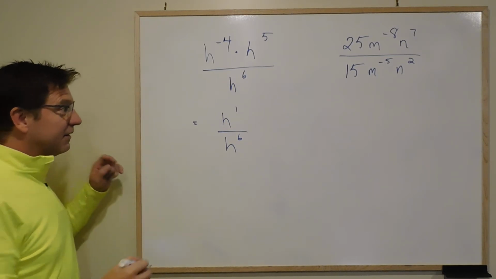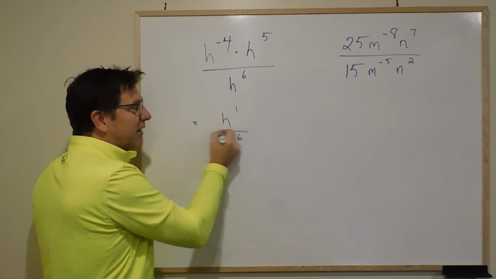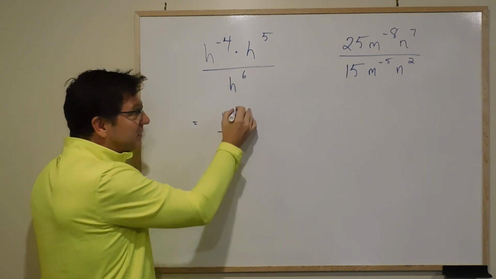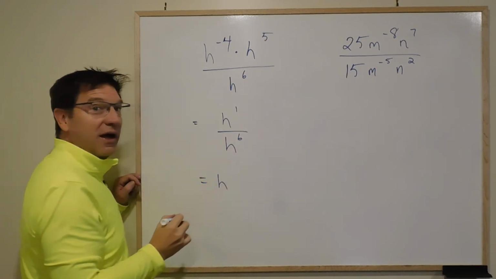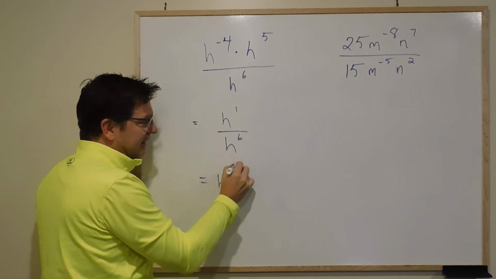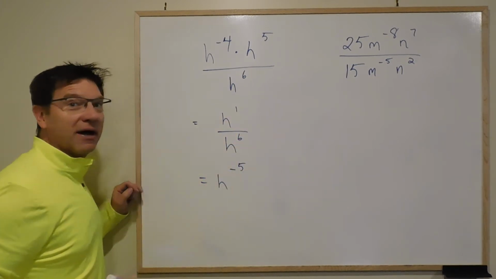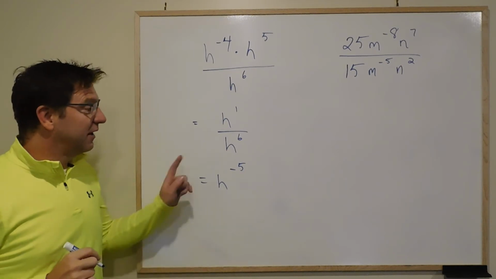Now, then, it says if we have two bases and we're dividing and the bases are the same, we subtract the exponents. So the bases are the same, so it's h. 1 minus 6 is negative 5. And that's how you got h to the negative 5.